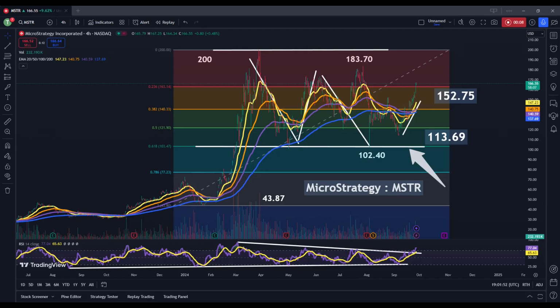Here we have the current stock market update from MicroStrategy Incorporated, stock ticker MSTR.